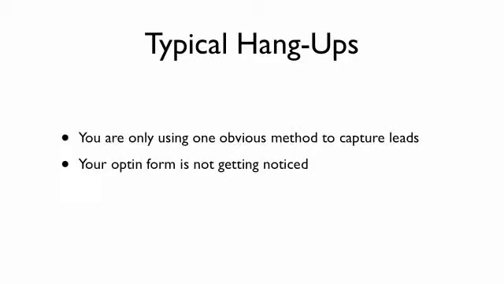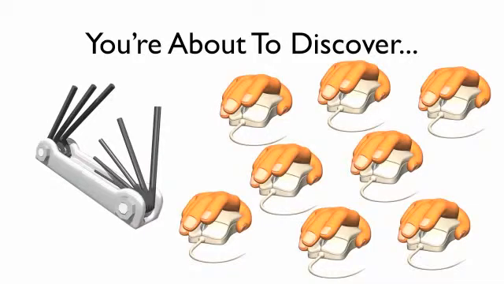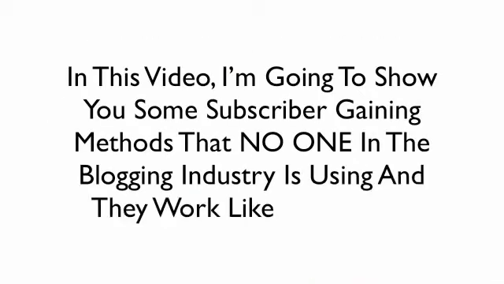Next, your opt-in form is not getting noticed. This is one of the most common mistakes bloggers make when creating blogs and websites. If you are not displaying your opt-in form in a strategic location, there's a very good chance that it will be missed. And finally, you don't have a lot of visitors. When you combine the previous two issues, this problem can magnify itself. Basically, your methods are already ineffective, and on top of that, you don't get enough clicks to make up for it. You're about to discover a tool that eliminates all of those problems and can double, triple, or even quadruple your subscriber rate. In this video, I'm going to show you some subscriber gaining methods that no one in the blogging industry is using, and they work like a charm.